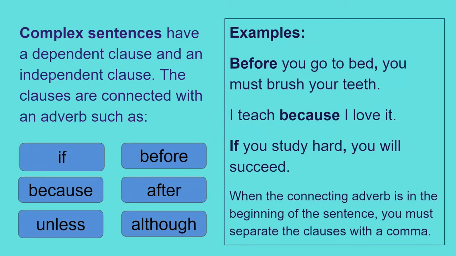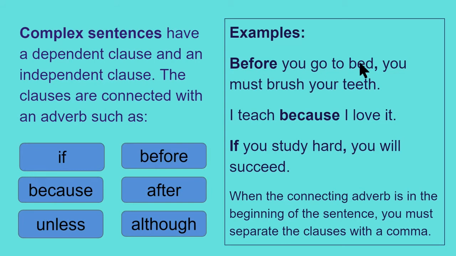So complex sentences have an independent and a dependent clause, and those clauses are connected with an adverb, such as if, because, unless, before, after, although. Right? When the connecting adverb is in the beginning of the sentence, you must use a comma to separate the clauses, right? So if you look at our example sentences, some of them have commas and some don't. That's because of where the adverb is.